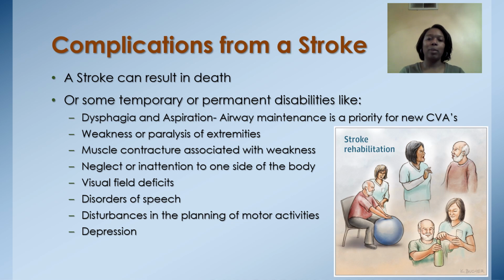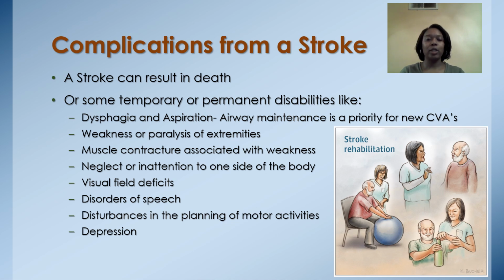It is important to maintain their airway. Weakness or paralysis of the extremity. Muscle contractures associated with weakness. That's why it is important to continue range of motion and rehabilitation between OT and PT to decrease muscle contraction.